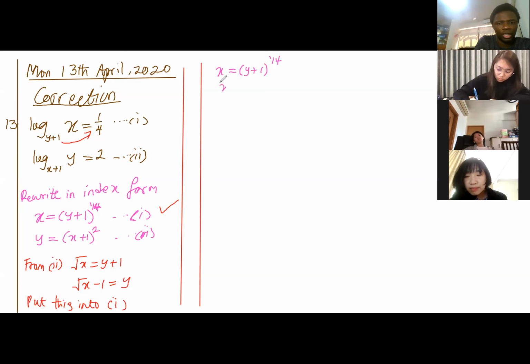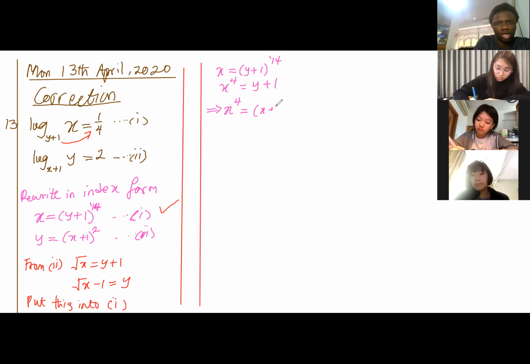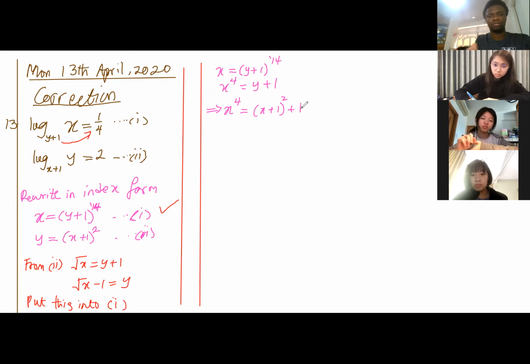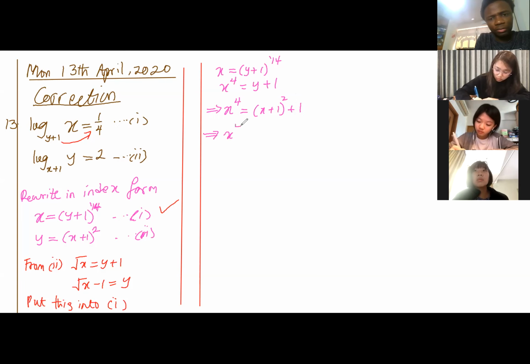Then definitely x to the power 4 is y plus 1. Definitely that's what we have to do. And your y is already here. So this will be x to the power 4 is equal to y, which is now x plus 1 squared, then plus 1. Okay? Okay, everyone? All right, so we're going to have x to the power 4.